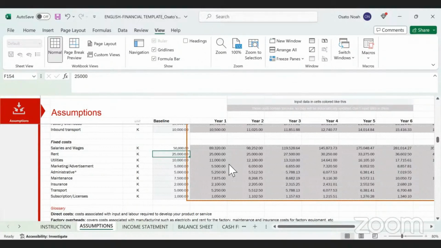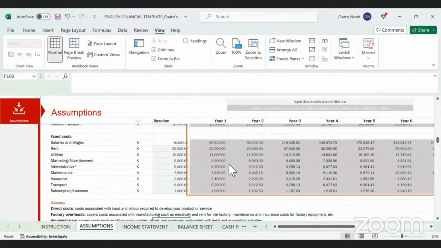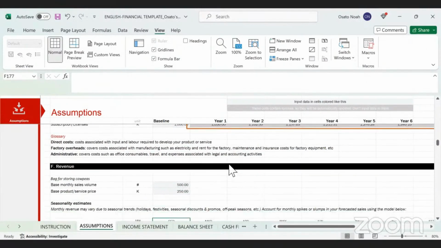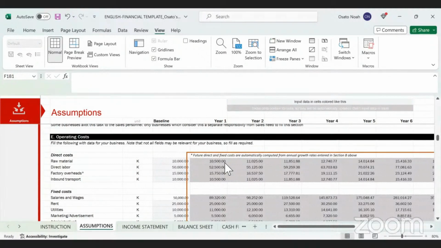You know, the rent of the place where we are going to do the business. Utilities is 10,000 per annum. Marketing and advertisement 5,000. We just got this rate, but we can change them. You can just input these, and the other ones will play out based on the growth rate you've set earlier. Okay. All right, great. Thanks for that.